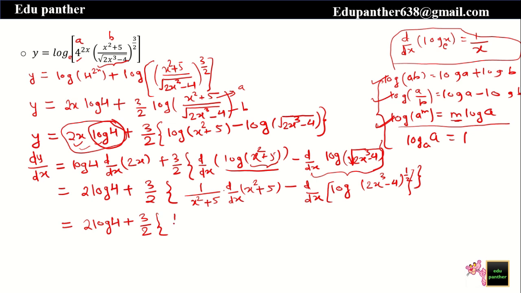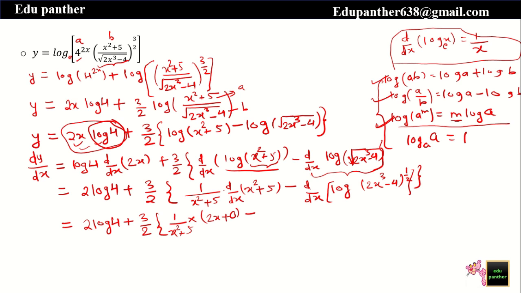So this will be 2 times derivative of log 4, this derivative is done, plus 3/2 times, okay, 1 upon x² + 5 times. Now what is the derivative of x² + 5? First write that derivative in a bracket. So the derivative of x² is 2x plus the derivative of 5 will be 0 because it's a constant number, minus.